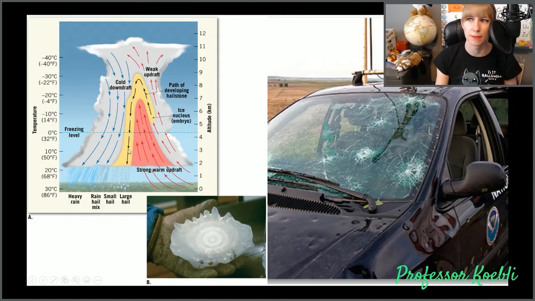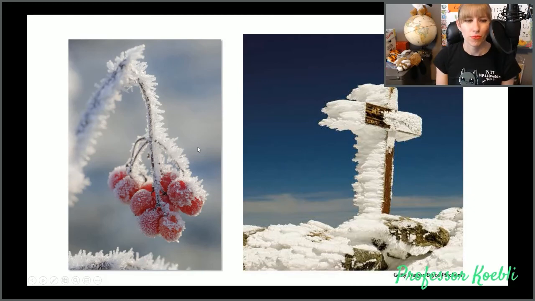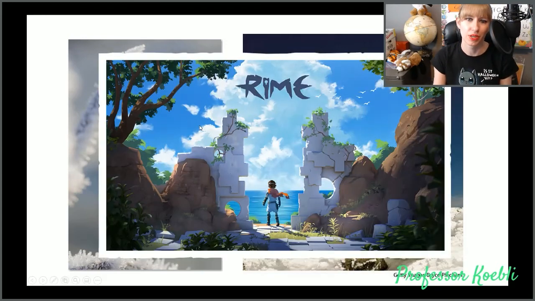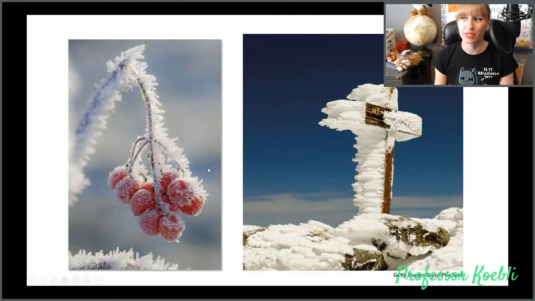It's pretty crazy. And then there's rime. And rime is so cool. It's so pretty. Rime forms on cold surfaces like the freezing of super cold fog or cloud droplets. It's also a really cool single player puzzle game that came out, but it looks like this. It's essentially dew, but frozen.